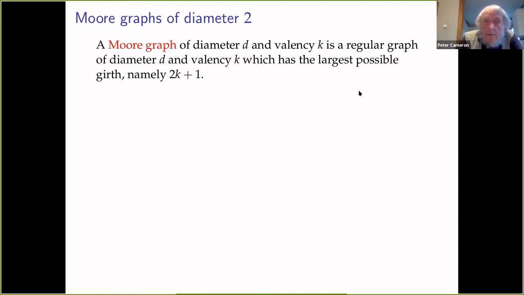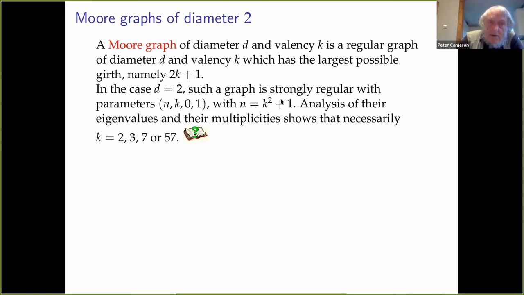You can move away d steps. You can't get further away, so the next step at best will take you to another vertex d steps away from the first one, and then there'll be a path of length d going back, and that will create a cycle of length 2d plus 1. So a Moore graph is the one that achieves that bound for the girth.